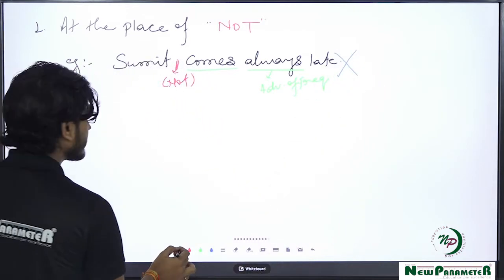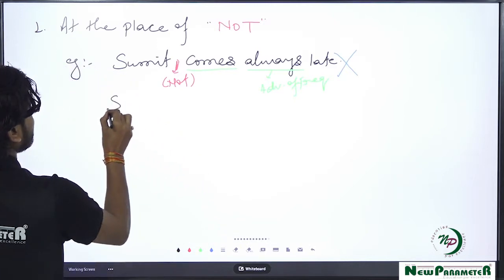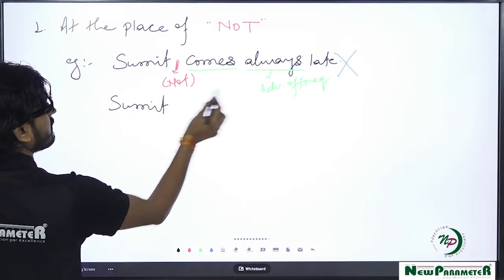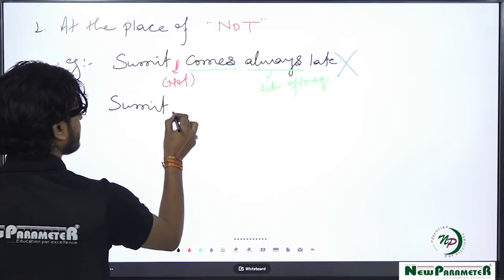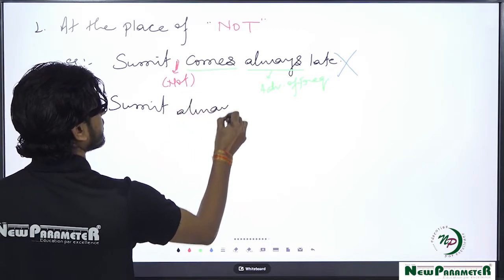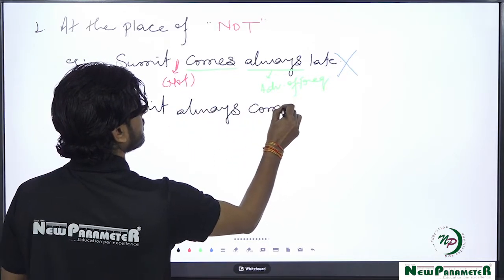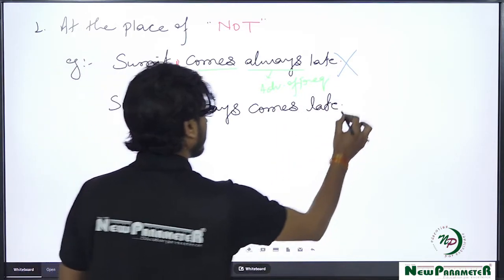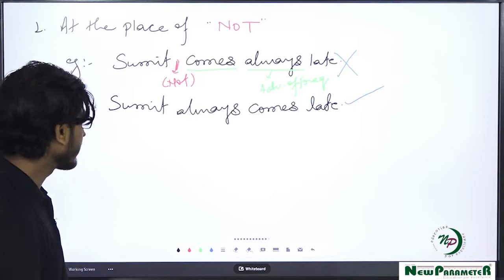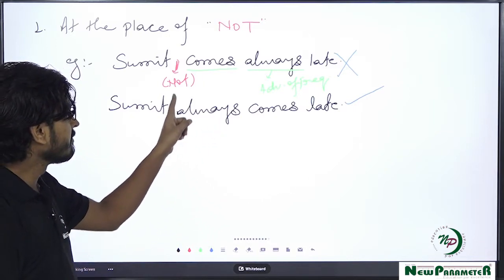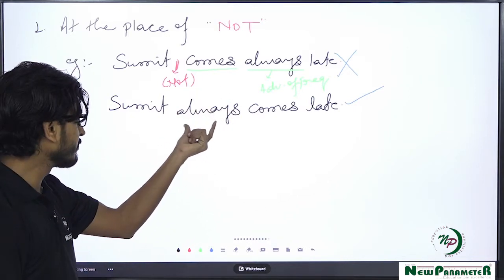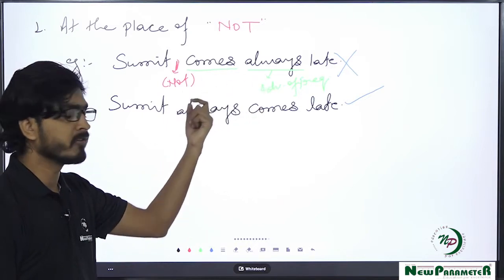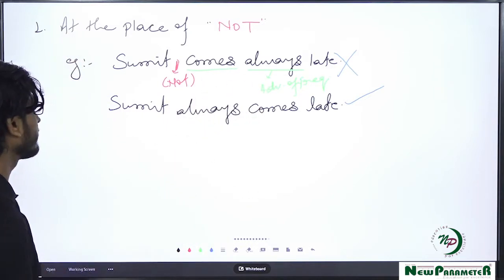The actual position will be: Sumit always comes late, and this will be the right answer. Why? Because this is the place of not where I have just put always, I mean an adverb of frequency. So this is the first position.